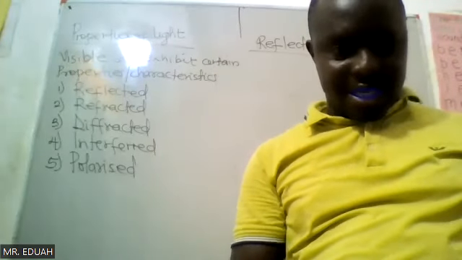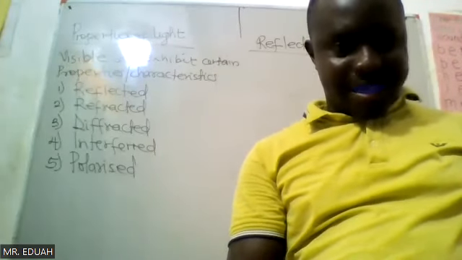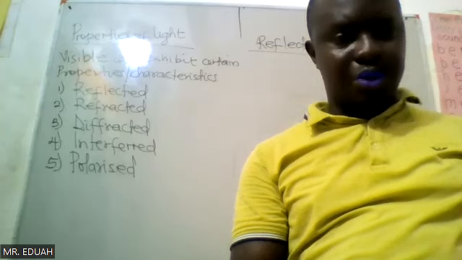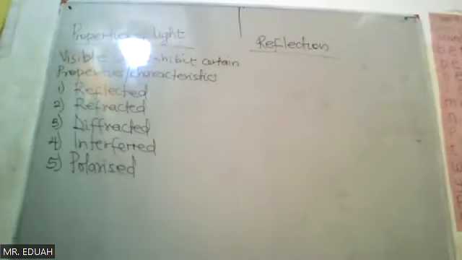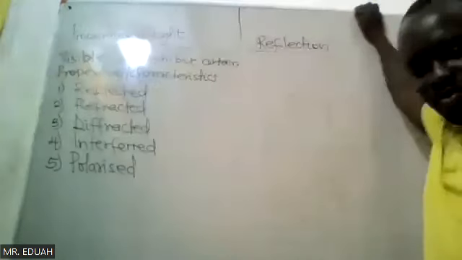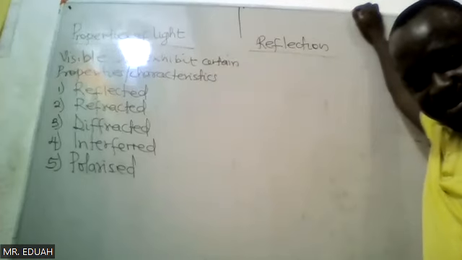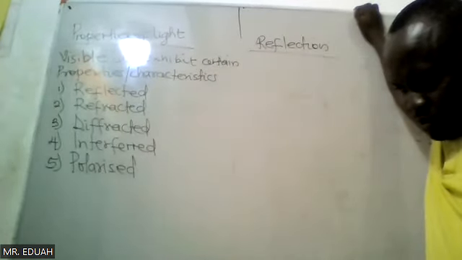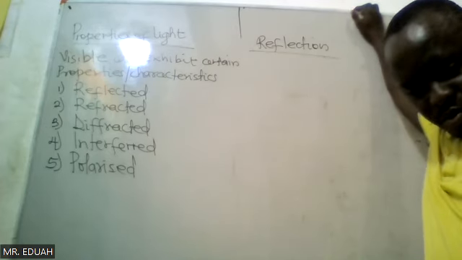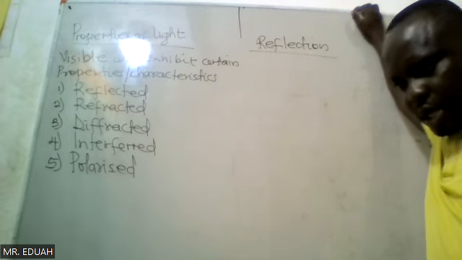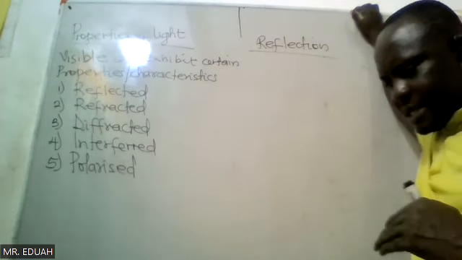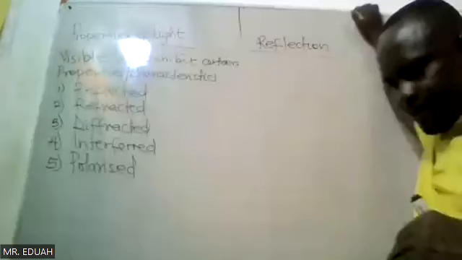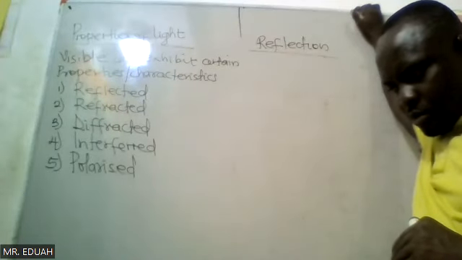Okay, let me call somebody. Fanto, can you hear me out? Fanto, I want you to tell me what reflection of light is about. Please, reflection of light is when a ray of light approaches a polished surface and it bounces back. Okay, so generally, what are you saying? That reflection of light is what? It's when a ray of light approaches a smooth surface and it bounces back.